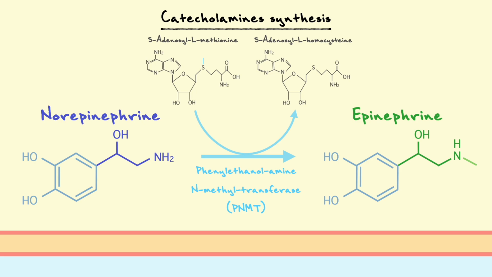This enzyme methylates, which means that it adds a carbon group, and it does so on the amine group of norepinephrine. The methyl group to make this reaction comes from S-adenosylmethionine, here shown in light blue on the sulfur, and after the loss of the methyl group, the compound now becomes S-adenosyl L-homocysteine.